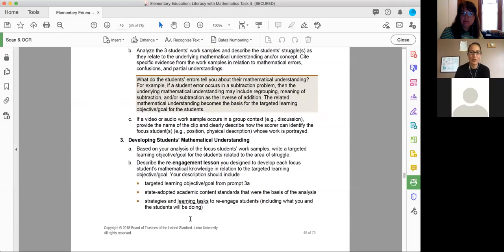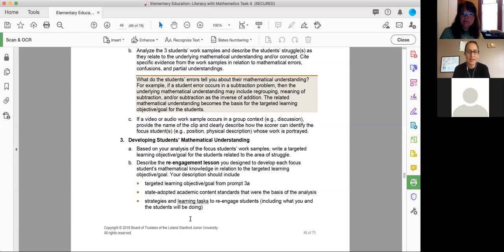Okay, so number 3 says developing students' mathematical understandings. A, based on your analysis of the focus students' work samples, write a targeted learning objective goal for the students related to the area of struggle. So because you found 3 work samples that had a similar struggle, that was kind of spread across all your students, you're going to write a learning objective specifically for that issue, right?